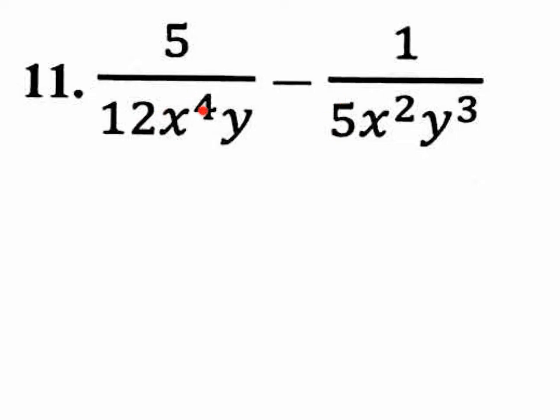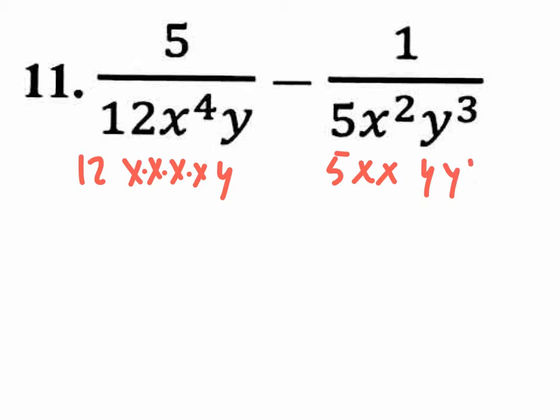But the x's, I am going to change them. So the first one, I'm going to leave it as 12. X times x times x times x. And the y, you just bring it down. The second one, 5x times x, y.